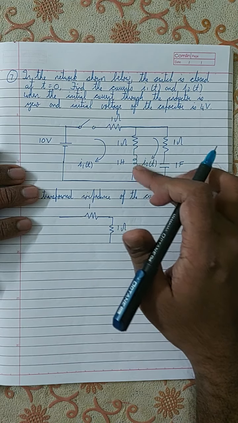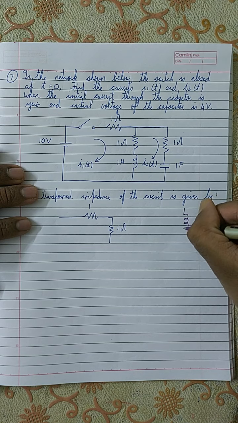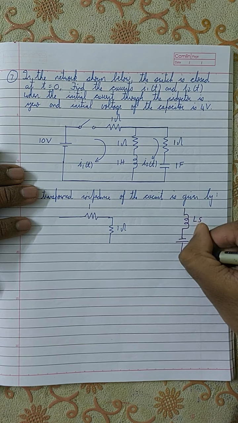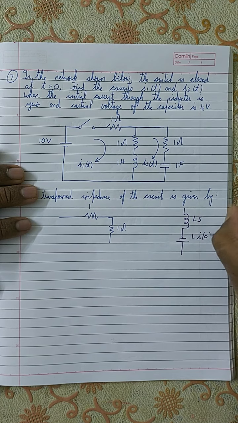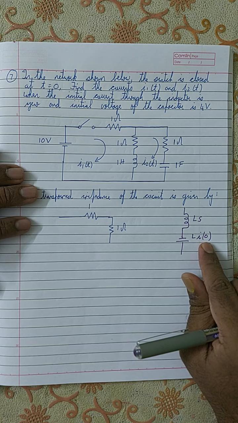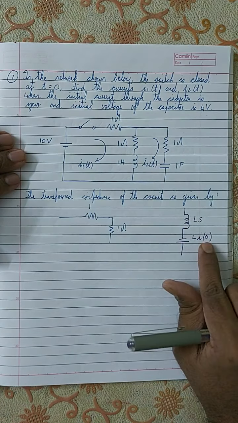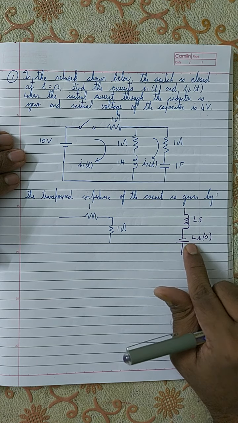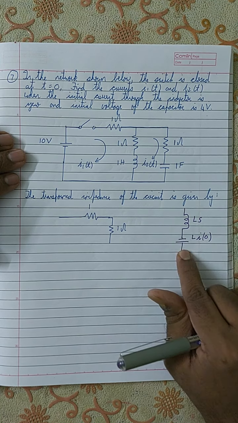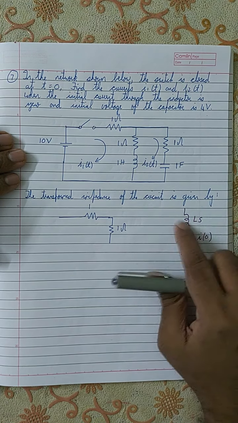And what about the transformed impedance of an inductor? What is the Laplace transform of an inductor? We know that the Laplace transform of an inductor looks like this: it has an impedance of Ls and a negative voltage whose value is L times i of 0. This is what we studied. Here i of 0 is the initial current through the inductor, but according to the question it is already given as 0, which means L into 0 is 0, so the value of this voltage is 0, which means it is shorted. There is no voltage source, so we will have only this inductor impedance over here.